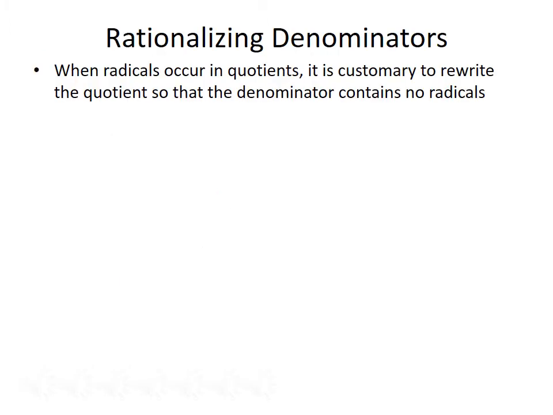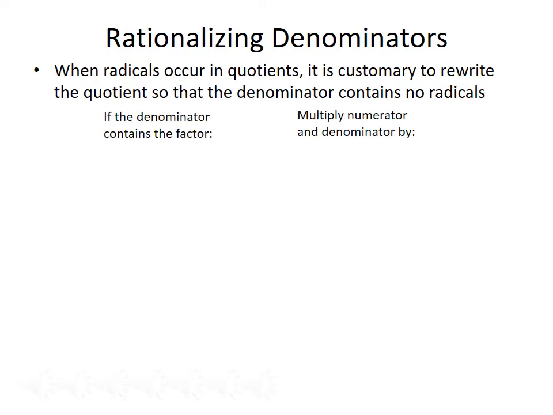Next, we want to talk about rationalizing denominators. When radicals occur in quotients, it's customary to rewrite the quotient so that the denominator does not contain a radical. So we're going to construct a little table here. If the denominator contains a radical factor, we want to multiply both the numerator and denominator by the same factor to remove the radical in the denominator.